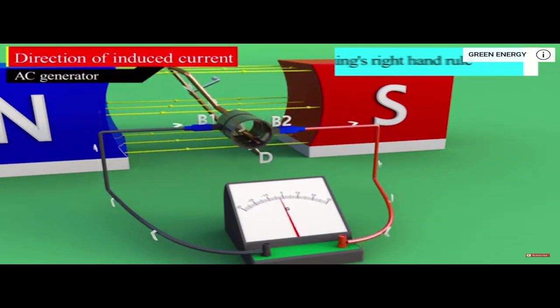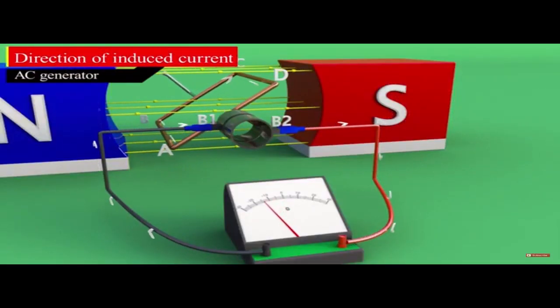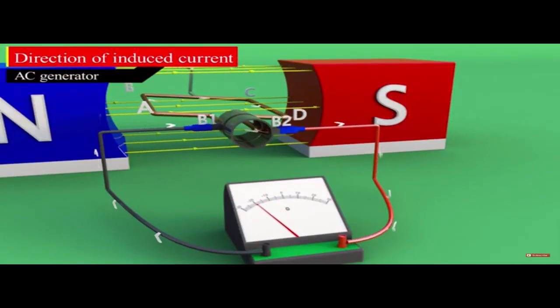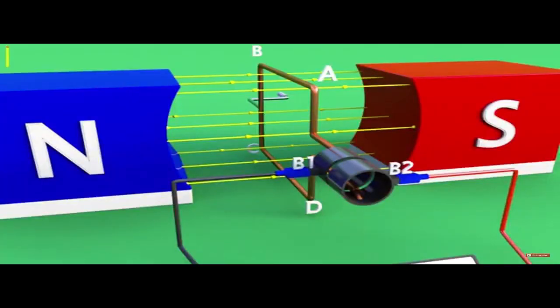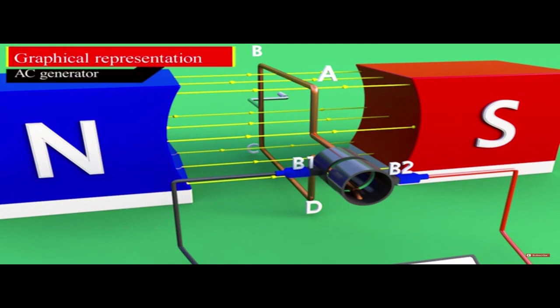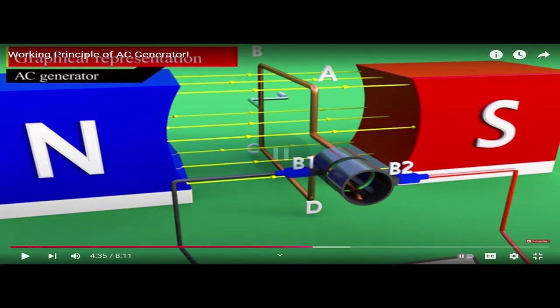Next thing we need to see is how induced EMF changes over time. Induced EMF means the induced voltage, okay? To see this graphically representation of induced EMF, we have to assume that armature needs t seconds to complete full rotation.